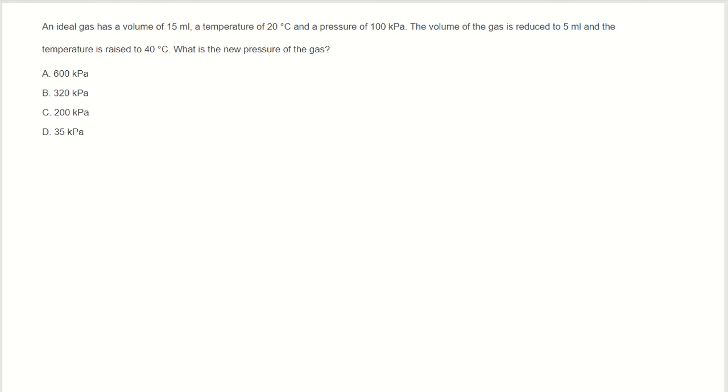An ideal gas has a volume of, a temperature of, and a pressure of. The volume of the gas is reduced to, so this is the V2, and the temperature is raised by this much.